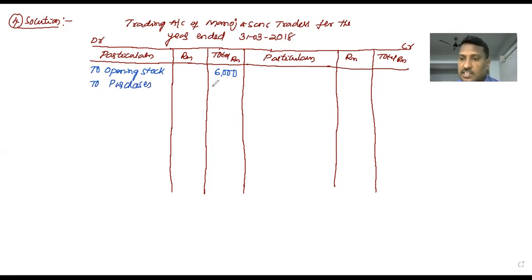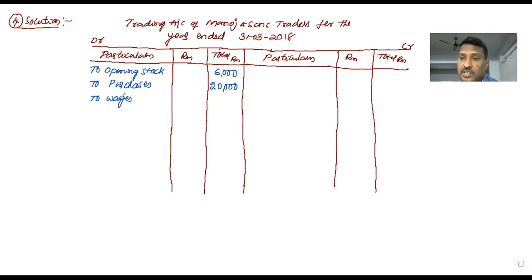My dear students, in this problem there are no purchase returns. In case any purchase returns are there, we should deduct them from the amount of purchases. So there are no returns in this problem, so directly write down the amount of purchases in the second column, 20,000.